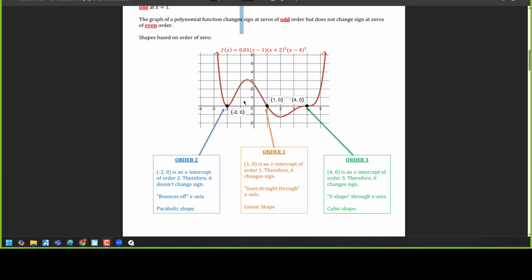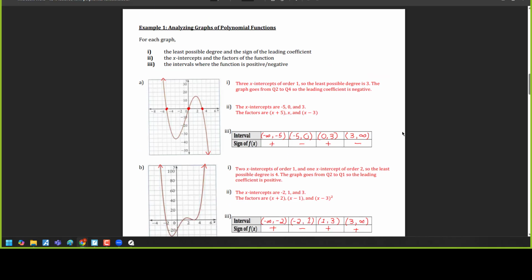So here we have an example of order 2. -2, 0 is an x-intercept of order 2, therefore the sign doesn't change. It bounces off the x-axis. It's a parabolic shape, quadratic, right? U. Order of 1, it's more like goes straight through, kind of a linear shape. And if you have an order 3, so the function for this graph is here. You have x minus 1, order 1, x plus 2, order 2, x minus 4, order 3. It has an S shape, like a cubic shape. So yeah, that's what an order 3 looks like.